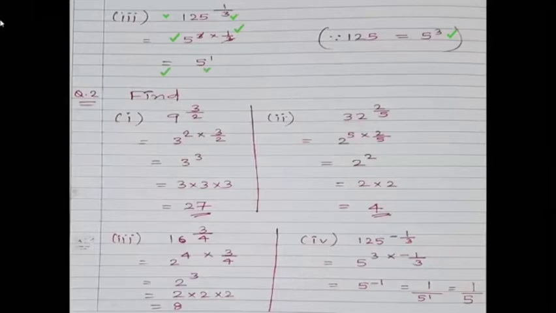Let us further understand it by solving question number 2 of the same exercise. Here we have been asked to find the value of 9 raised to the power 3 upon 2. The concept remains the same, which is to get rid of the denominator in the power. So 9 can be written as 3 raised to the power 2 into the power of the question. 2 gets cancelled out. So what do we have? 3 raised to the power 3. And 3 raised to the power 3 can be written as 3 into 3 into 3, which is 27.